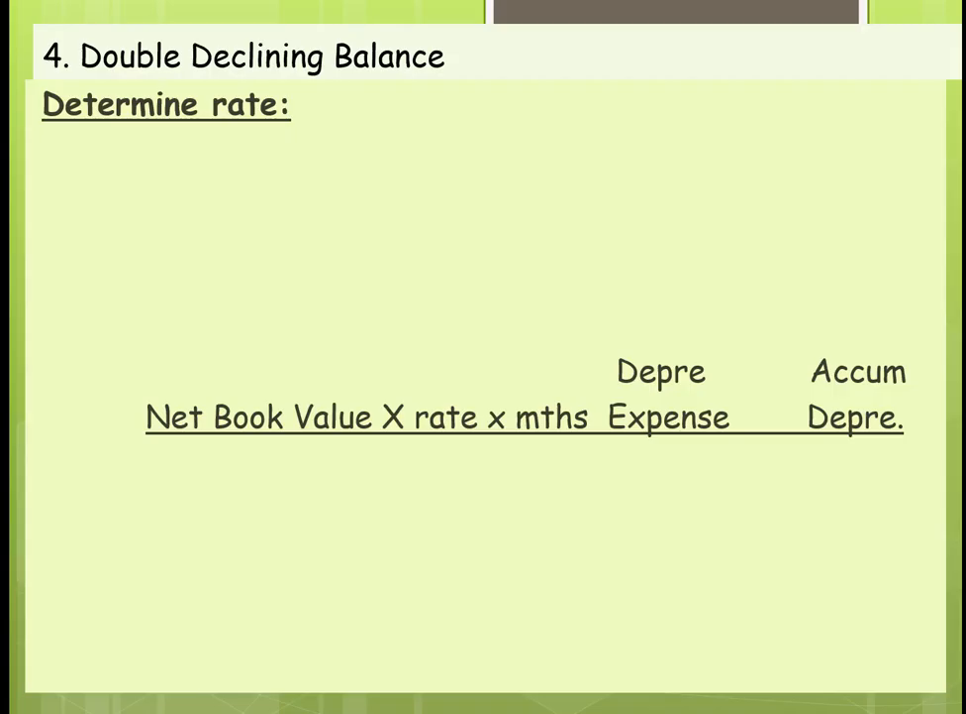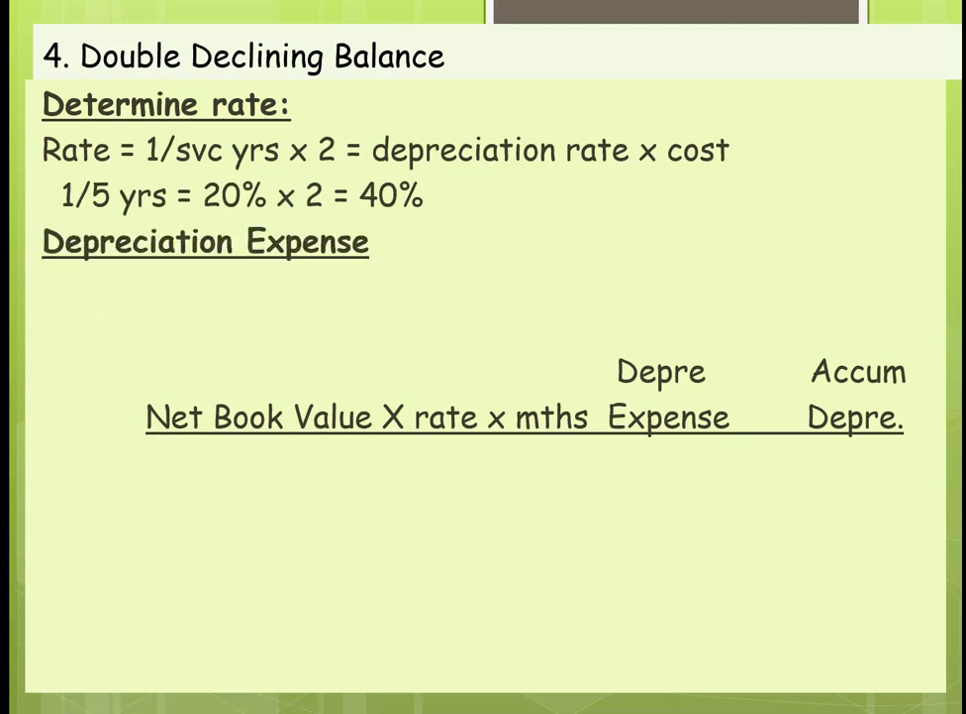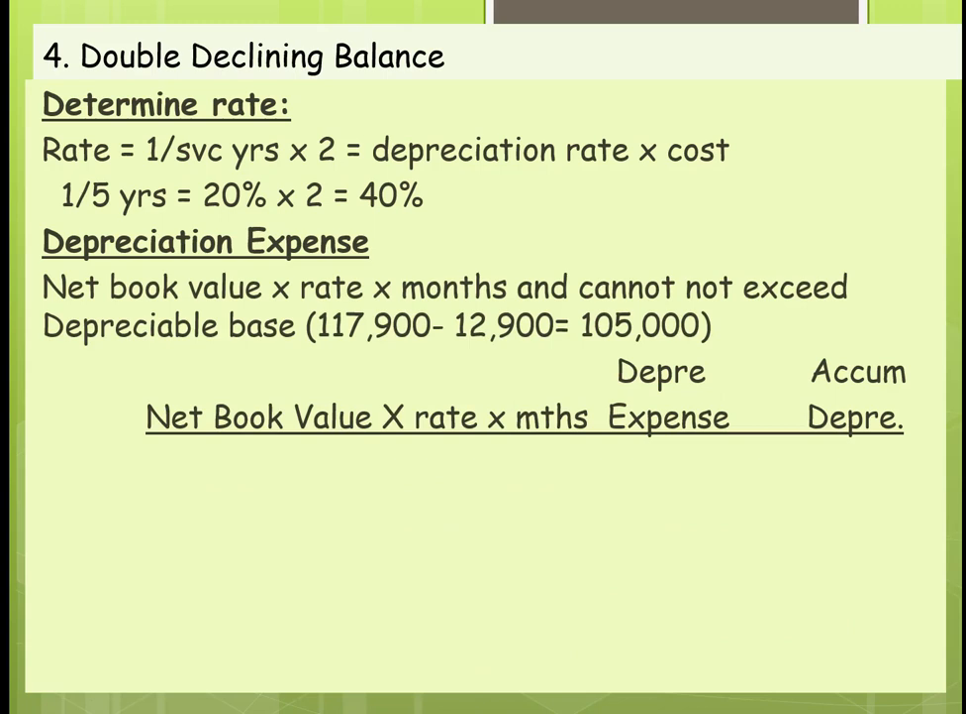I do post them. Now, what about double declining balance? This is affected by when you buy it, but only in the first year. You're going to take 1 divided by the service years times 2. And in our example, we get 40%. And then depreciation expense is always going to be net book value times the rate times the month, and cannot exceed the depreciable base in the end. So in this case, you don't consider depreciable base until the end. That's why you need to keep track of accumulated depreciation and net book value.